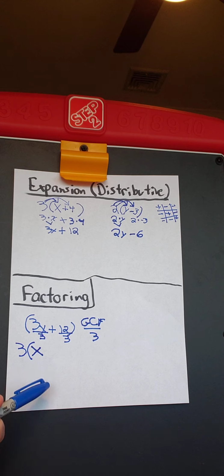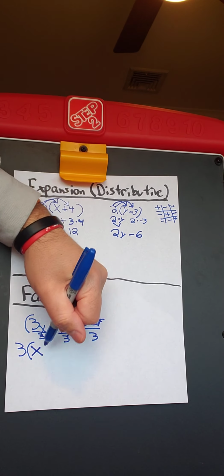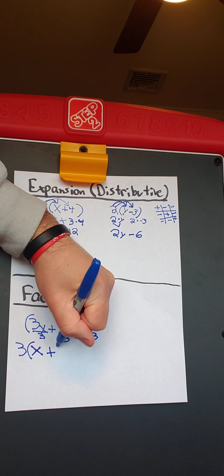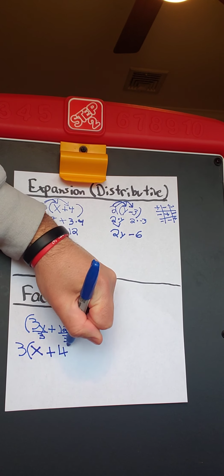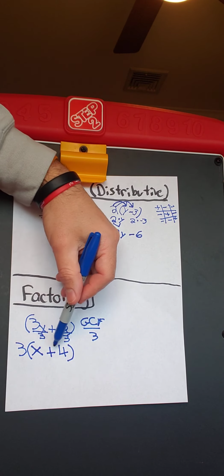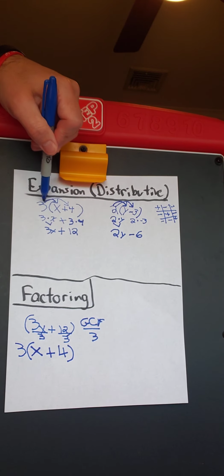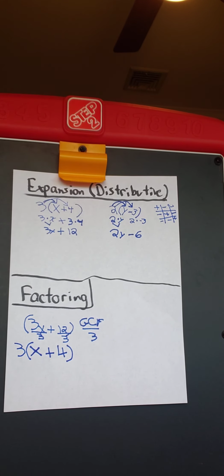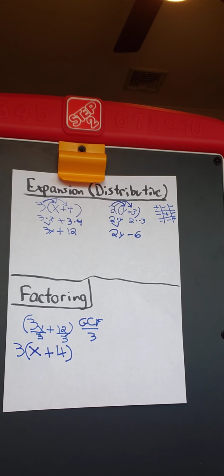A variable by itself has a 1 in front of it. Now you have plus 12 divided by 3. 12 divided by 3 is 4. So your answer is 3 on the outside, times the quantity of x plus 4. And you see that 3 times the quantity of x plus 4 is the same as what you started with at the top. So again, factoring is the reverse of the distributive property.